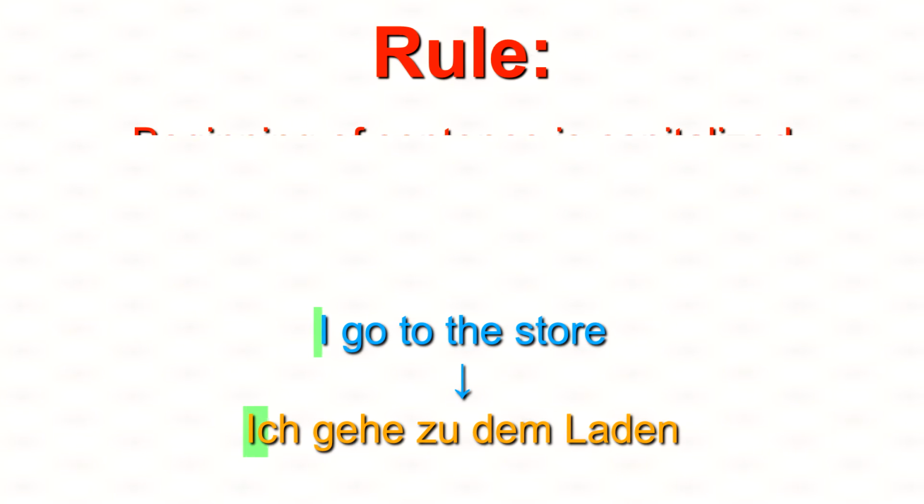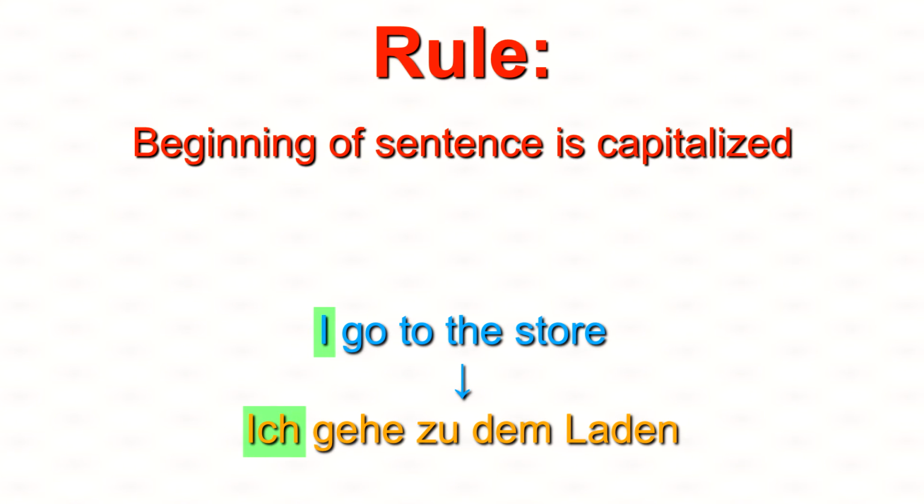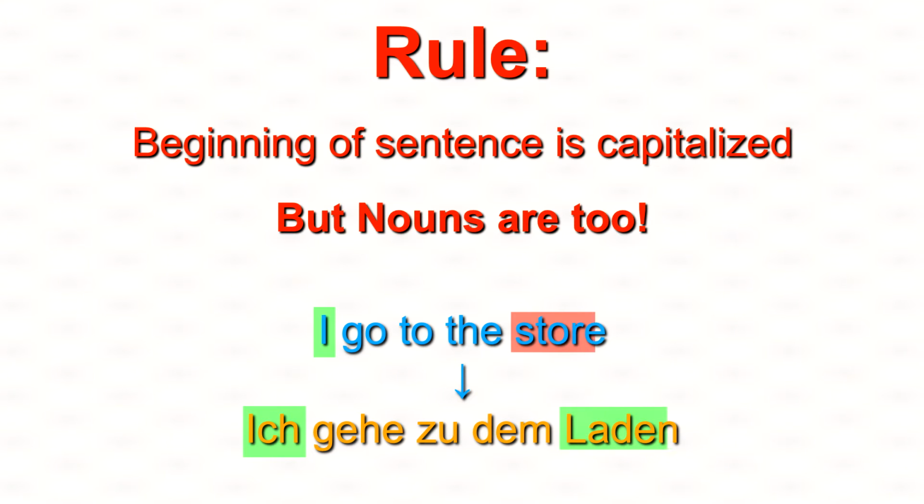Not only is the beginning of sentences in German capitalized, like in English, but nouns are capitalized too. All of them, all of the time. This is a solid rule that doesn't get broken. Now, the general word order of a German sentence is the same as you are used to from English.